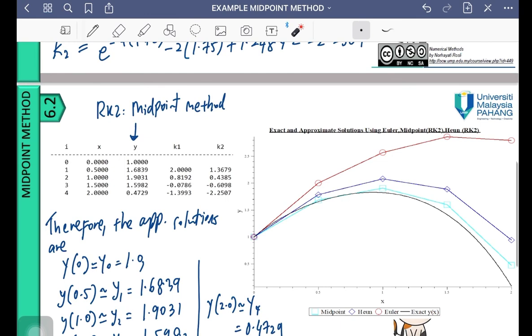Okay, students, I hope you gain something from our discussion in this example. I hope that you have the idea about midpoint, what is the improvement performed by the midpoint for this example, in comparison with the previous Heun, and also if we use Euler to approximate our first order initial value problem for the respective example.